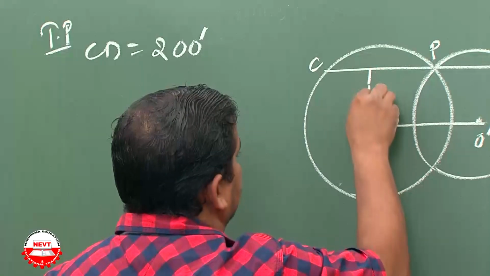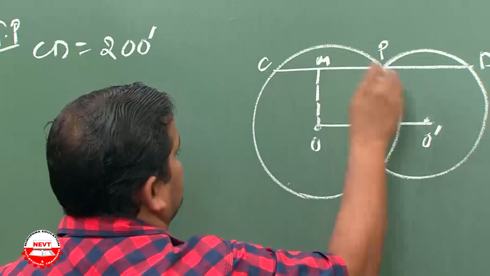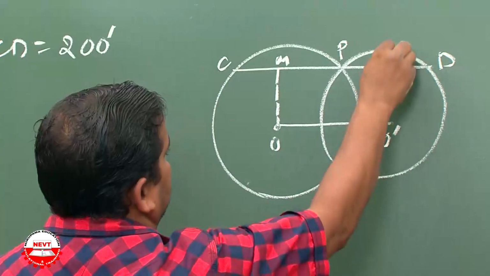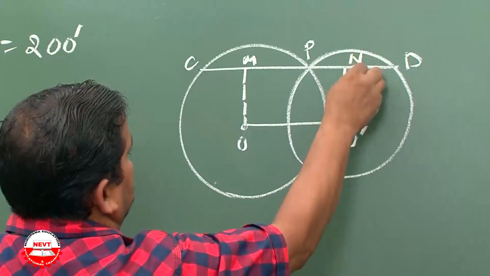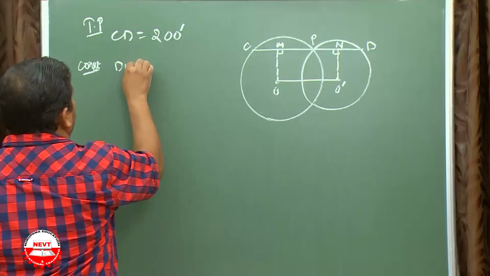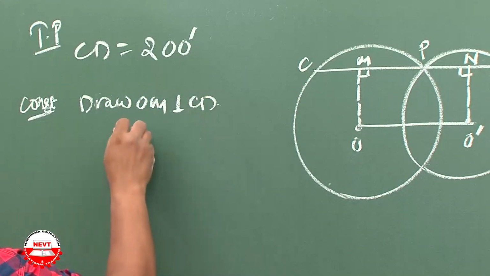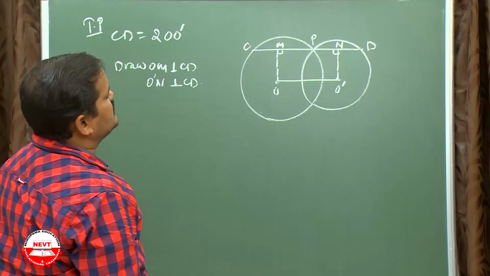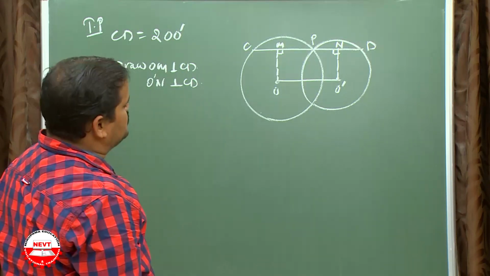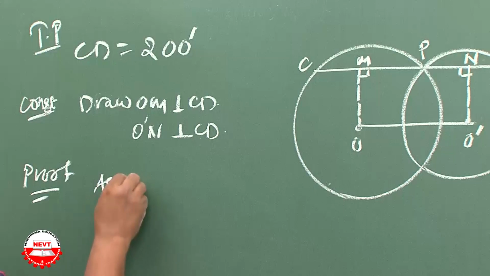CD equals twice of OO dash. This is a very, very important question. Previous year question also, this question comes a number of times. Just see how to prove this. Construction: draw OM perpendicular to CD and O dash N perpendicular to CD. Now how will we prove this?